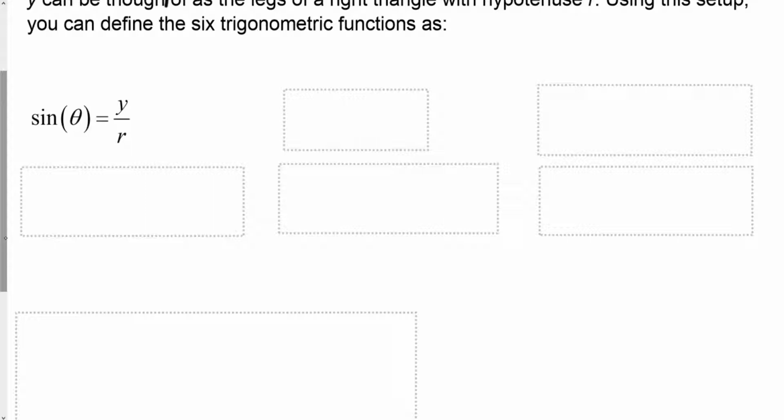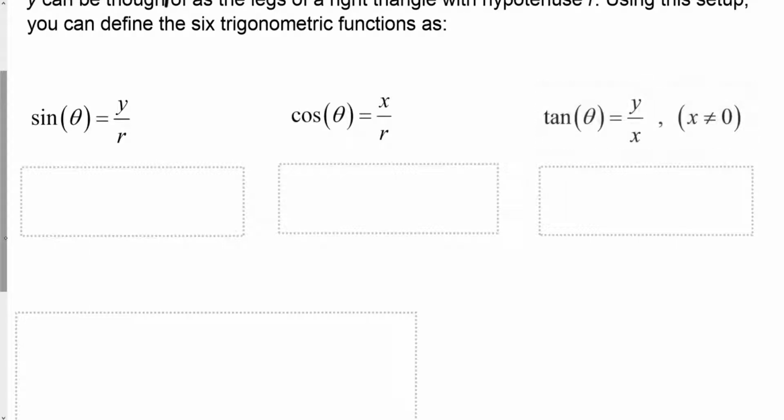sine of theta equals y over r, and theta being in parentheses here is not necessary. Sometimes if you're inputting an angle measure, you put it in parentheses. It can be in parentheses or not; it doesn't make a difference. But we can define sine of theta as y over r, cosine theta as x over r, and tangent of theta as y over x.